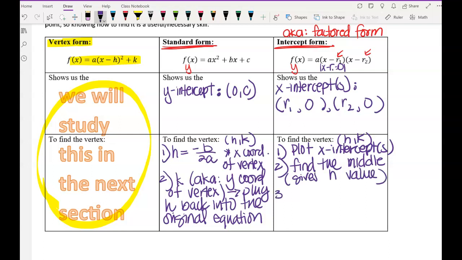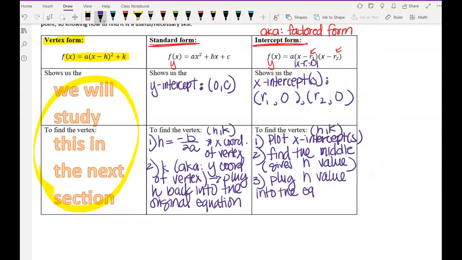Then step number 3, plug the h value into the equation to obtain the k value. It's writing funky because it's too stretched out.